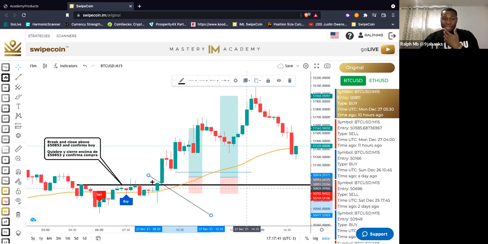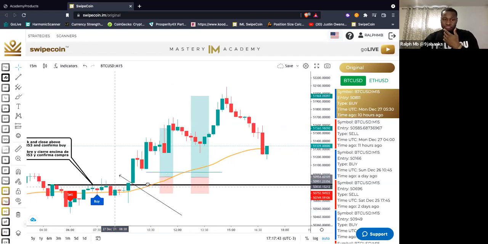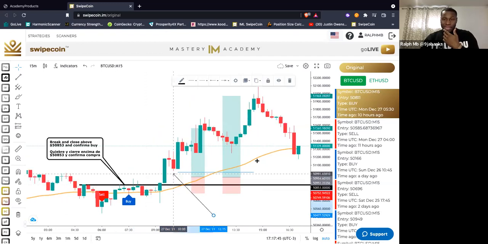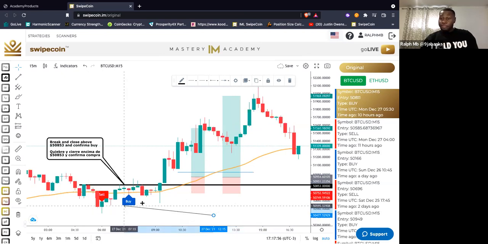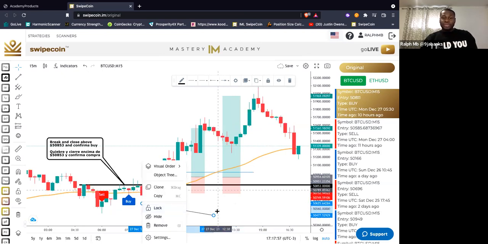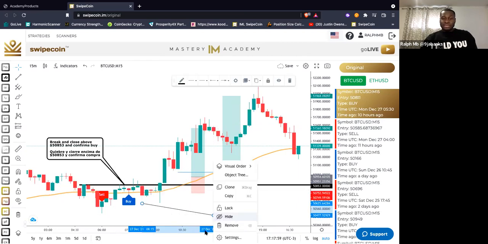But if we were to, for example, break below this right here, this found support would now be a newfound resistance, and we'd be looking for the sells in the marketplace. That's just really how you want to look at the marketplace as it is, right?